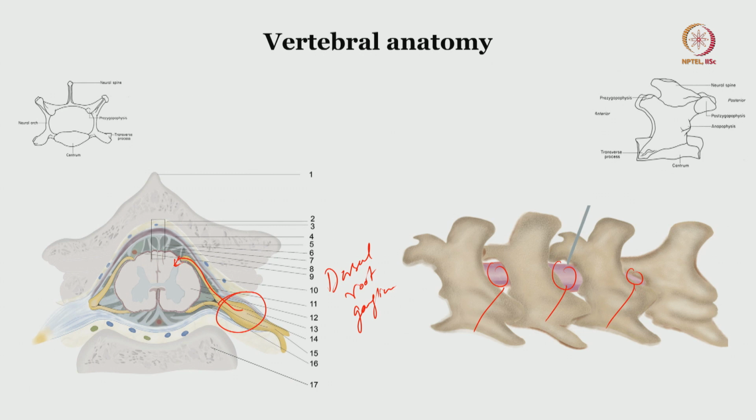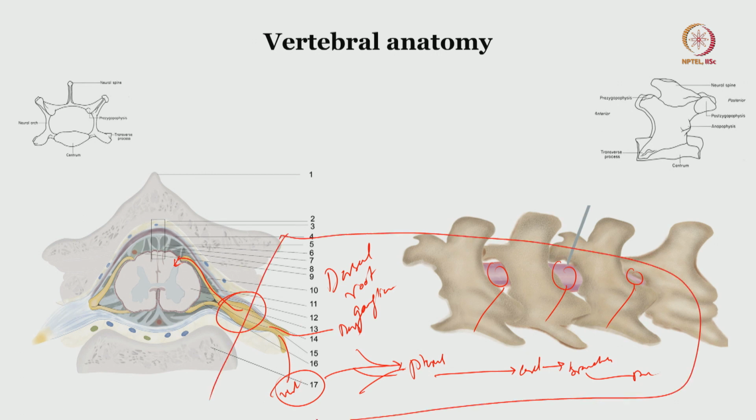Then once it comes out, it has dorsal rami and ventral rami. The ventral rami fuse with multiple other nerves and form what is known as a plexus. Then it divides into various branches and into a final peripheral nerve. So, that is how the peripheral nervous system is arranged.